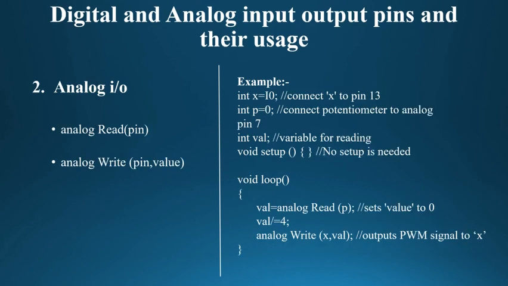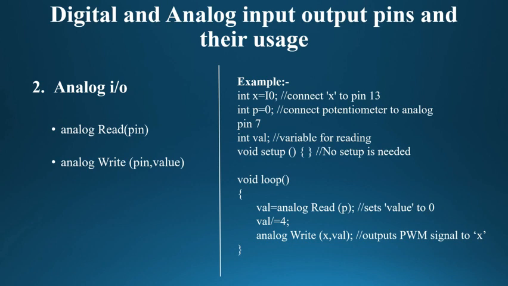So next one is analog input outputs. In analog input outputs, we have two methods, that is analogRead and analogWrite. First one is analogRead. What is analogRead? analogRead is used to read the value from analog sensors or any equipment. It takes one parameter, the pin, so we can set any pin number to read the value. Second one is analogWrite. It takes two parameters, pin number and a value. It is basically used to display the value in a monitor or the serial monitor.